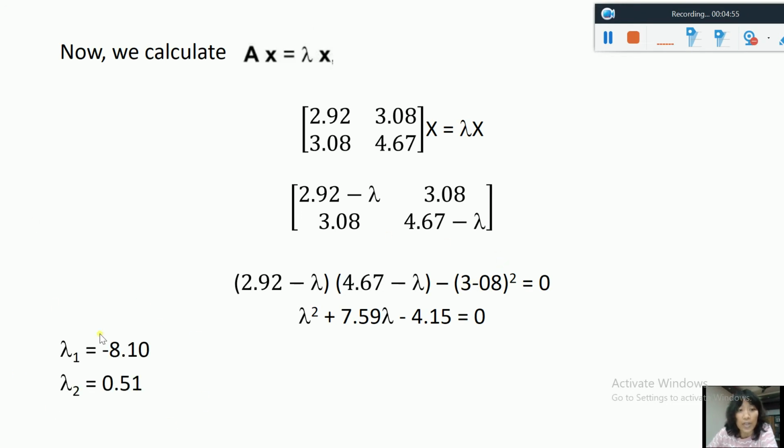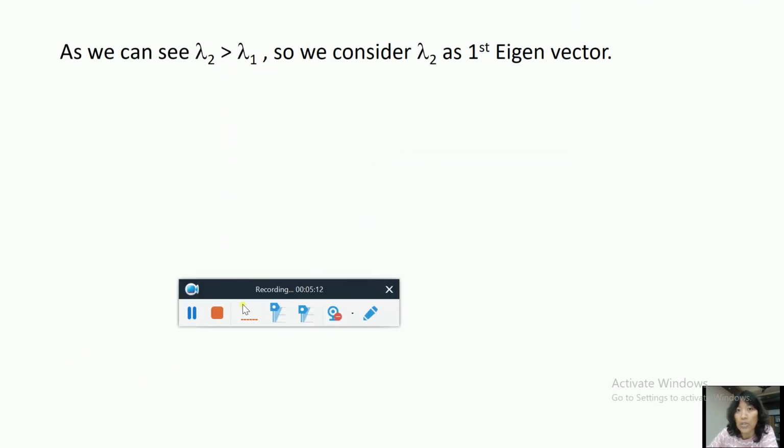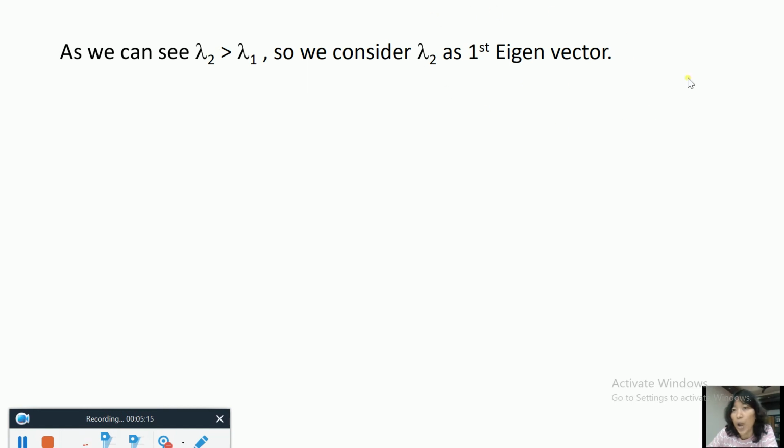So by this we calculate lambda 1 and lambda 2. From these values, this is actually our eigenvalues. As you know, lambda 2, that is 0.51, is greater than lambda 1. So we consider lambda 2 as my first eigenvector, which I already explained in the process of calculating principal component, that the highest or largest eigenvector would be my first principal component.